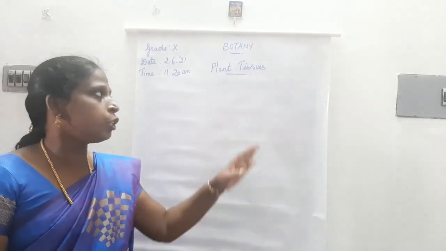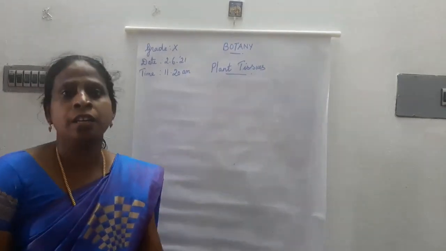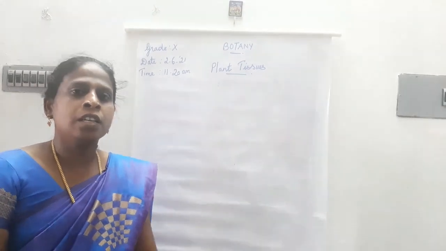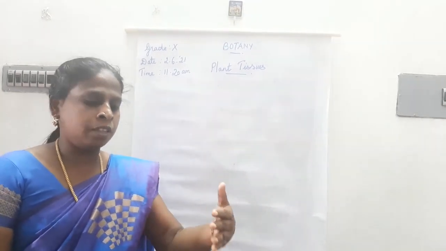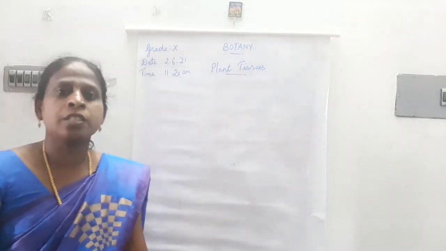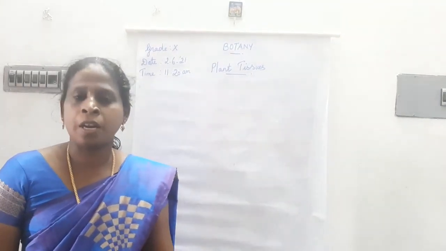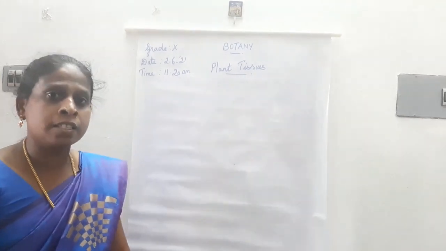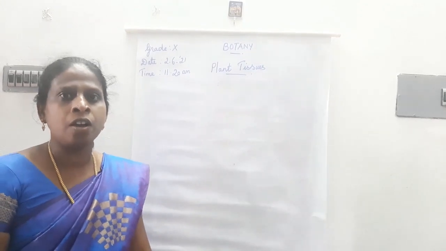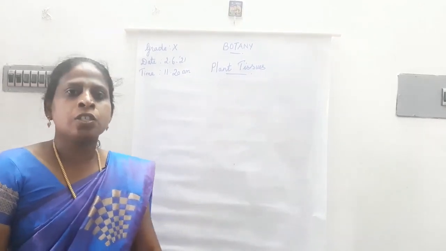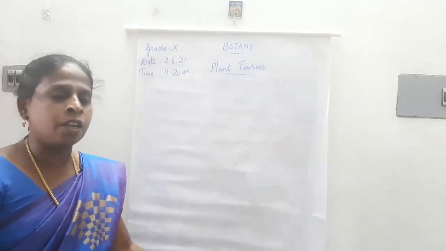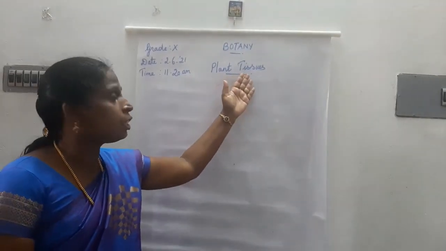You have already learned plant tissues briefly in the 9th standard. First, let us recall what plant tissues are. You all know that all living organisms are made up of cells. What are cells? Cells are the basic structural and functional unit of all living organisms. The cells are organized into tissues. So first, you can know what tissues are.